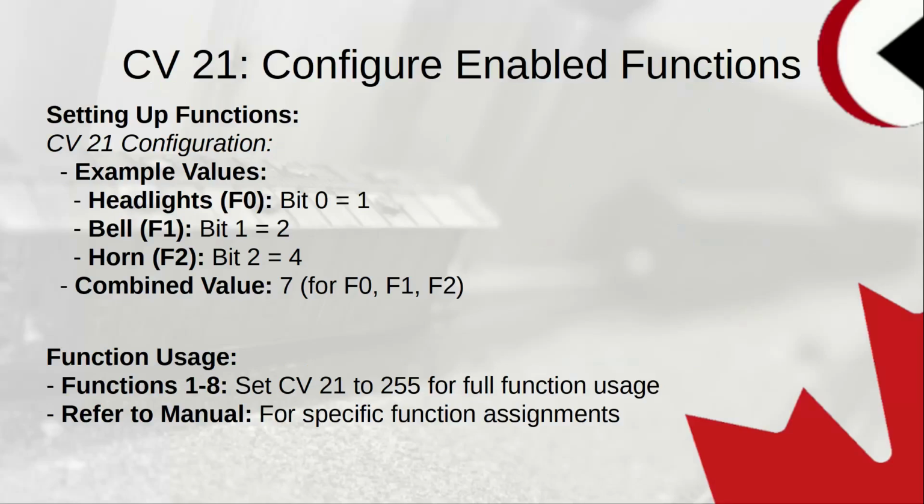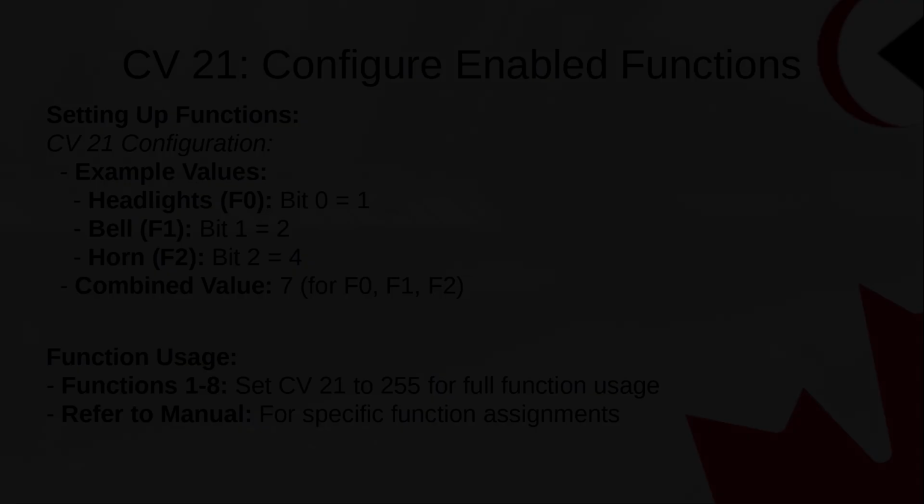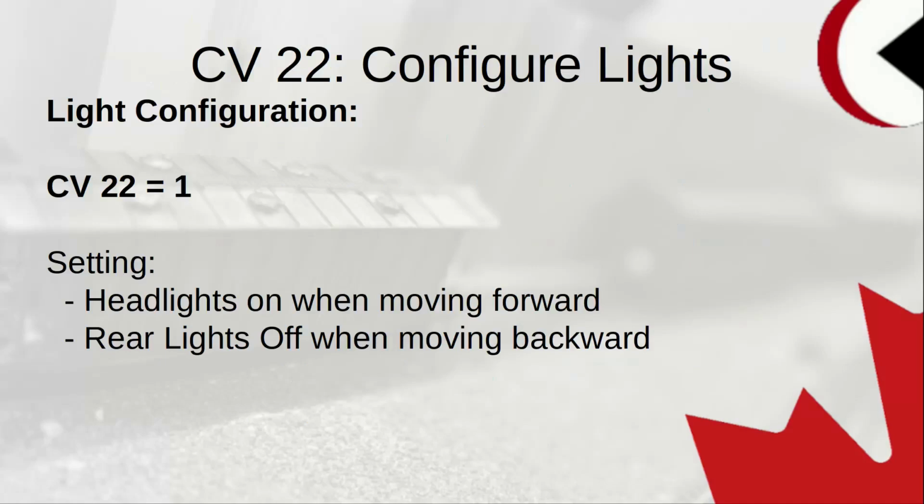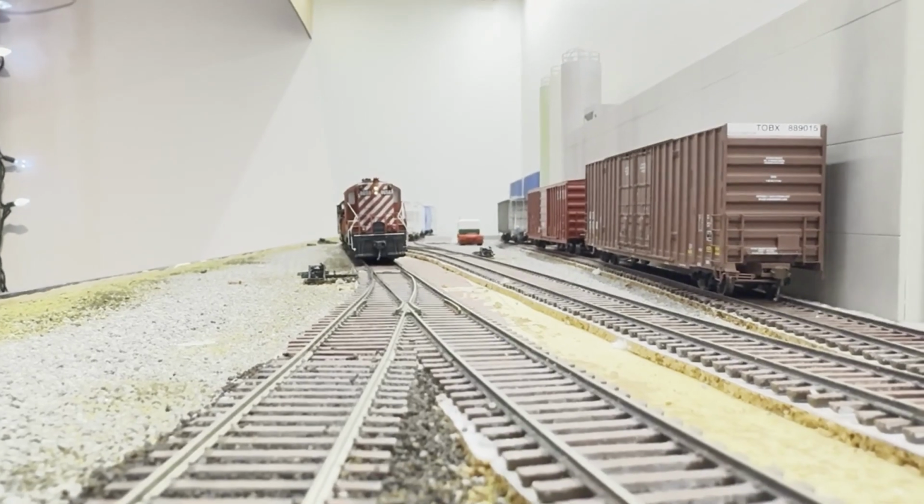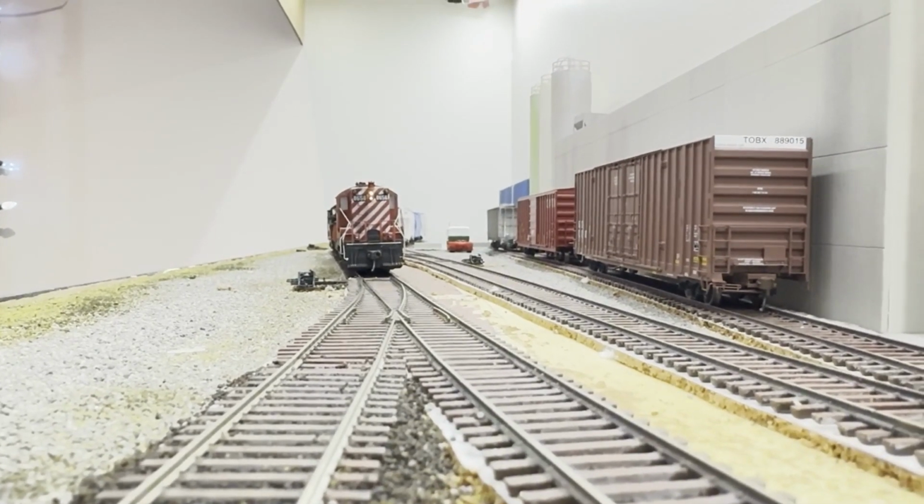Function 8 silences both models, and functions 5 and 6 are related to the switch brake settings I discussed earlier. Please refer to your model's manual to identify what functions your keys have. These engines don't have more than a headlight to worry about, so setting CV22 to a value of 1 ensures that whichever engine is going forward has its headlight on, and when going backwards, its rear lights stay off.